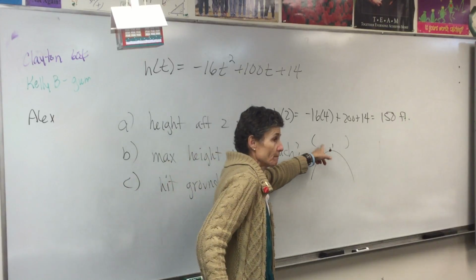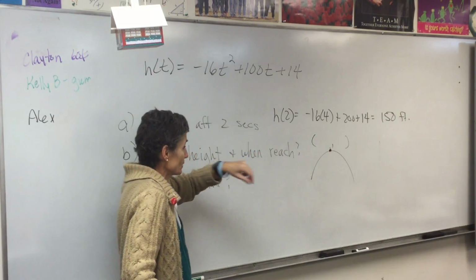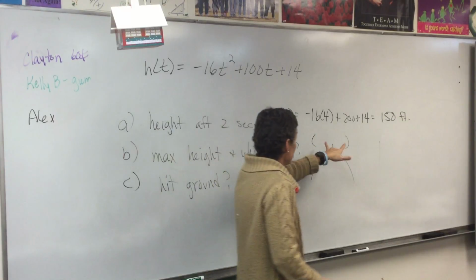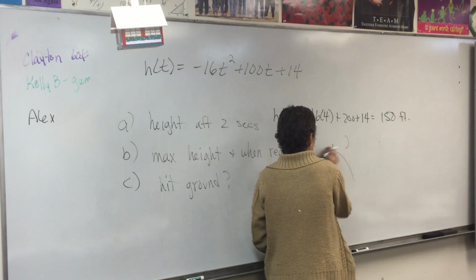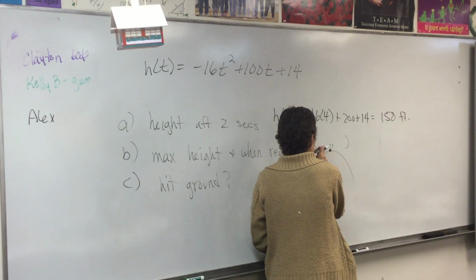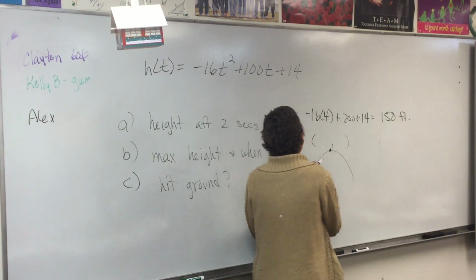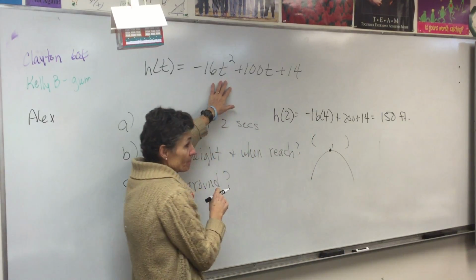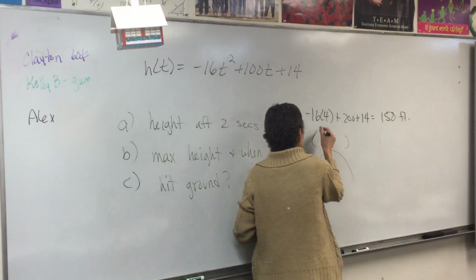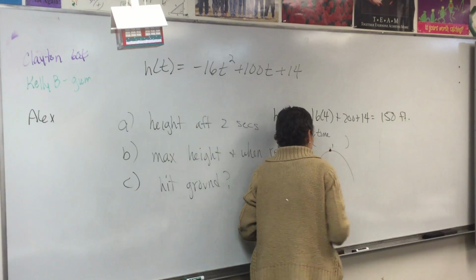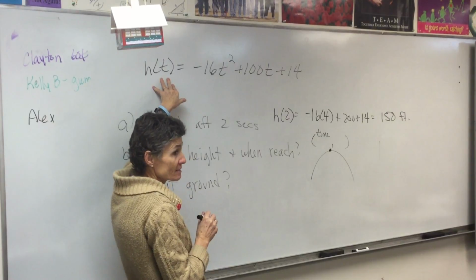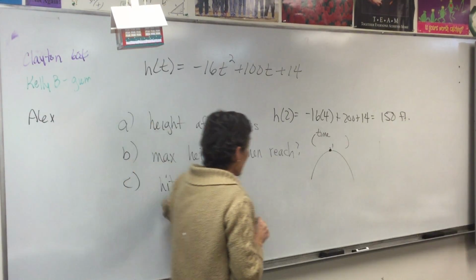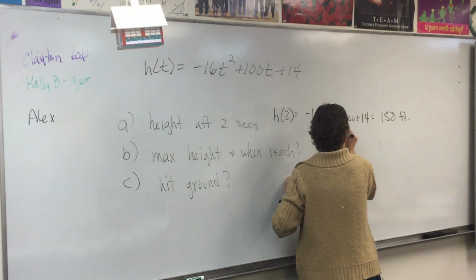Which one is which here? When I type this into my calculator and I do second calc to get these points right here, what's what? What's this one? That's x, which in our problem is t, so that's the time. So this is when it reaches the maximum height. And then that's y, which in our problem is h, so that is the actual height.